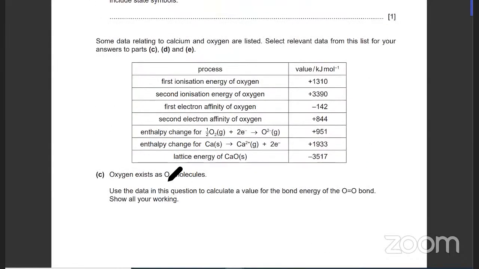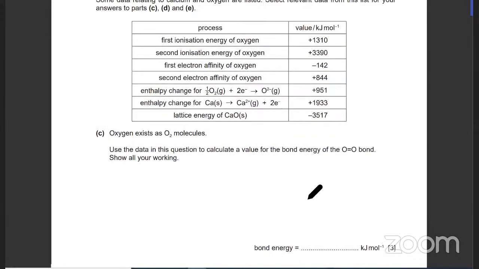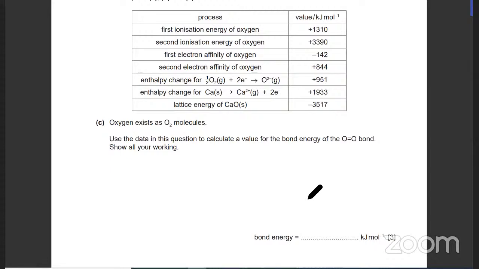So we've got oxygen exists as O2 molecules. Use the data in this question to calculate a value for the bond energy of the O double bond O. Show all your working. The trick in this one was that you had to figure out O double bond O. So I'm going to use this one first. I've got half O2 gas plus 2 electrons, and that's going to form O2 minus gas, right? This has a value of plus 951. Remember I have to make the O double bond O the subject of the equation.